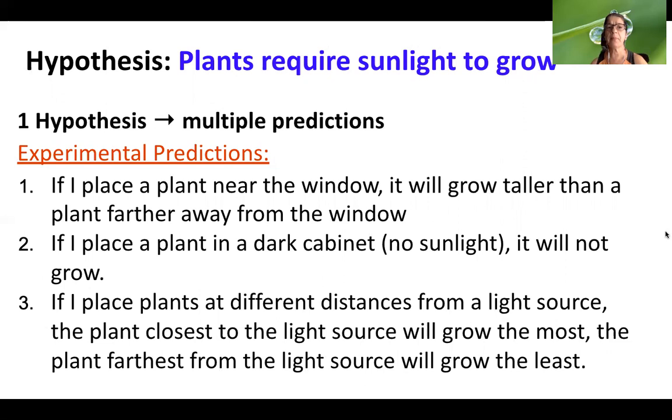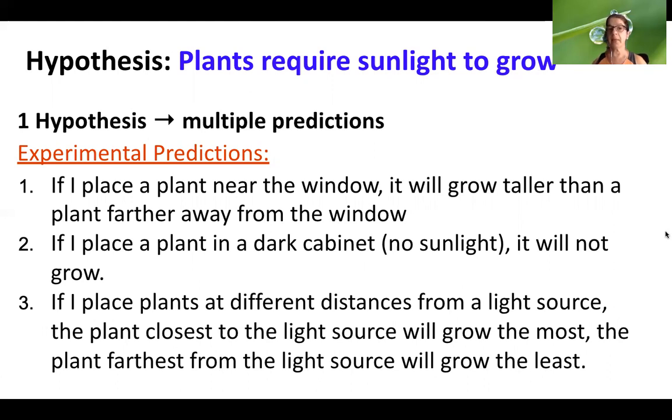So if I place a plant near a window, it will grow taller than a plant that is placed further away from the window. So this is a prediction based on an experiment where we would place one plant by the window and one plant away from the window. And then we measure their growth after a certain amount of time. We predict that the one by the window will grow more. Now, this may not happen, but that's our prediction based on the hypothesis that plants require sunlight to grow.